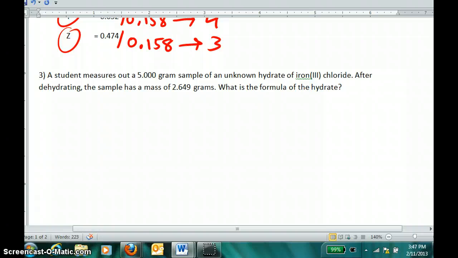So how does this apply to chemical problem solving? Well, let's check this out. We have a student measuring a 5-gram sample of an unknown hydrate of iron(III) chloride. In other words, we have FeCl3 and then an X H2O.